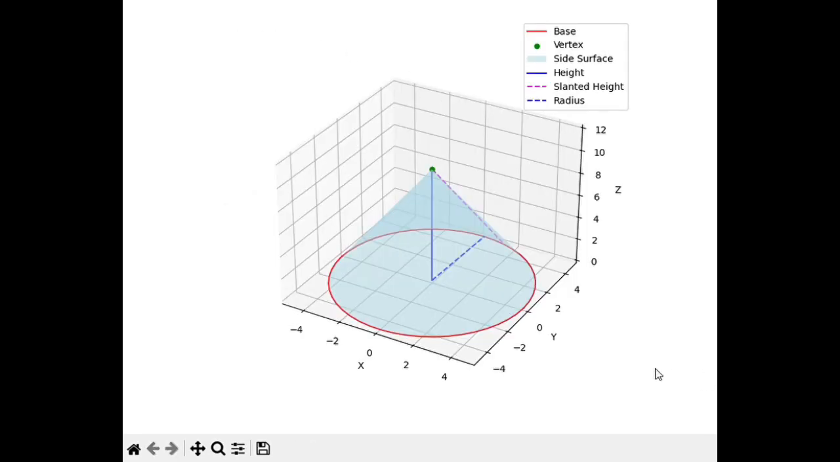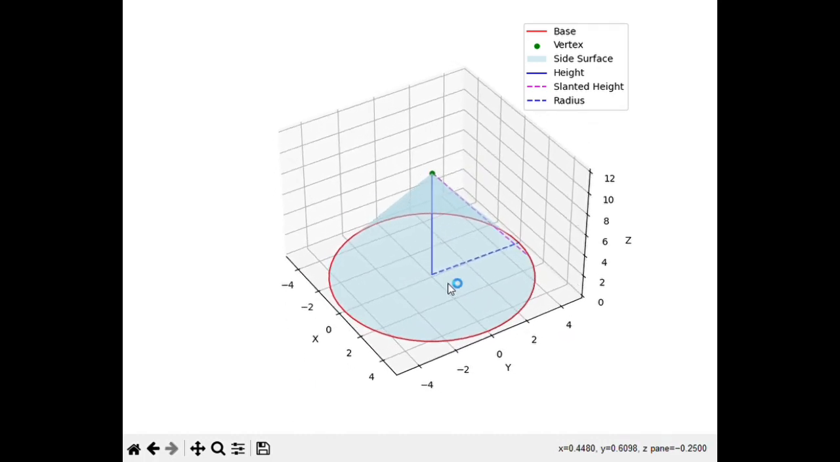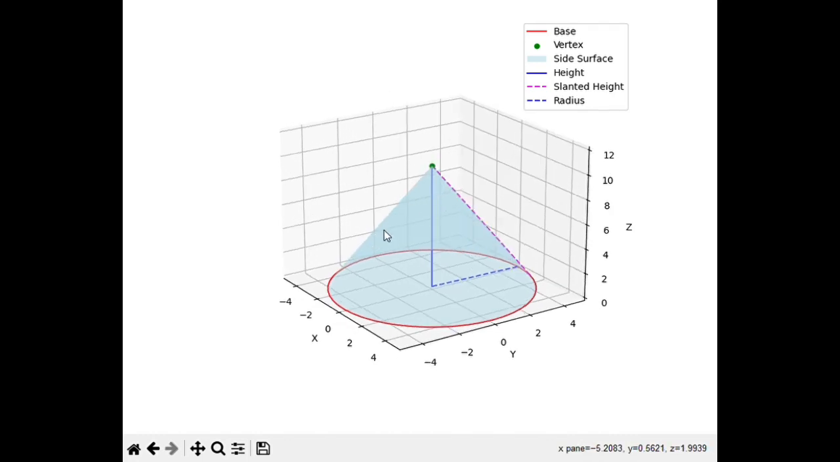Now the next shape we're going to do is a cone. A cone is a three-dimensional geometric shape that many of us encounter in our daily lives, such as ice cream cones or traffic cones. A cone has two critical parts: the base, which is highlighted by this red line, and the vertex, which is the green pointy dot. The base is a flat circular surface, while the vertex is a pointy tip on the top.